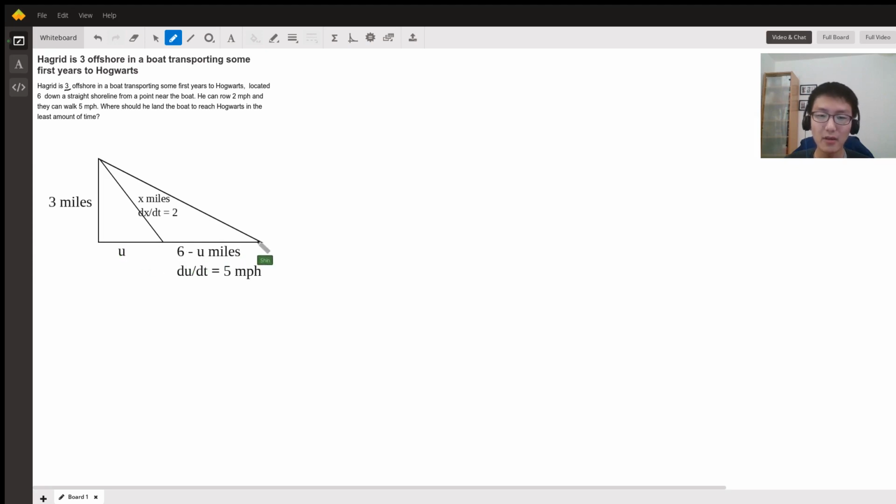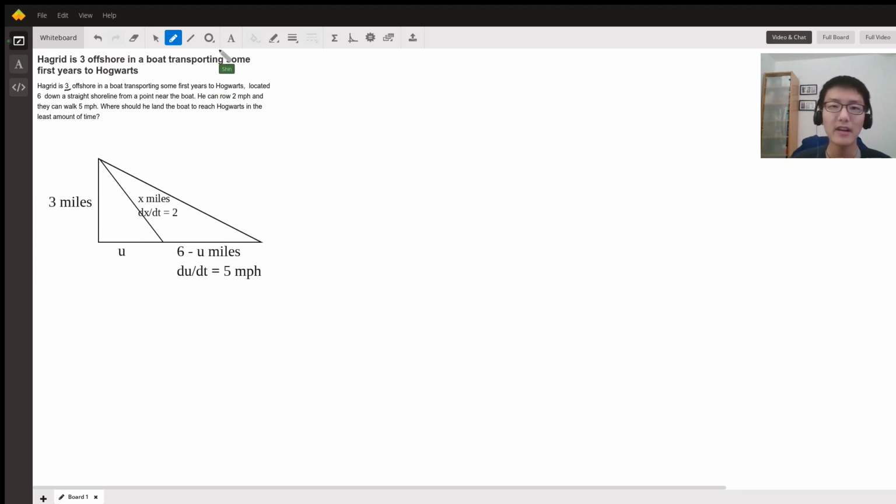The distance from here all the way to his destination is 6 miles, in which we will say that the distance from here to where he reaches the shore will be u miles, and the remainder will be 6 minus u miles. We know that his rate of walking is 5 miles per hour.